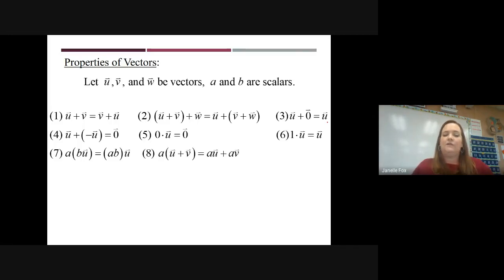Another one is that if you have a sum of two vectors with a scalar in front of the whole thing, you can put the scalar with each one. So a times the sum of vector u plus vector v is actually the same thing as a times vector u plus a times vector v. And then our last one is that if you have a plus b, scalars, times vector u, it's the same thing as distributing the vector. So you can go a times vector u plus b times vector u.